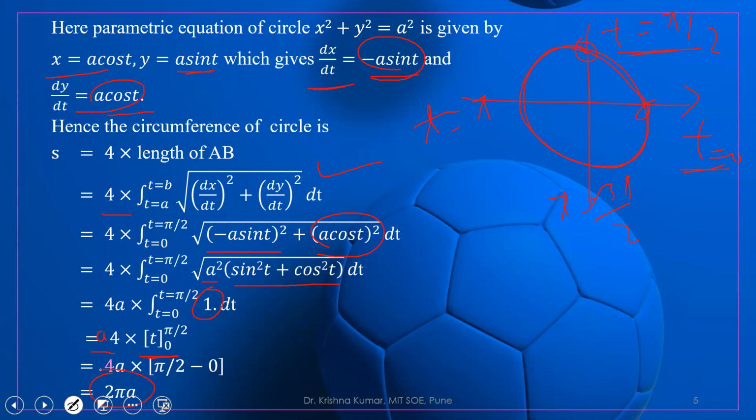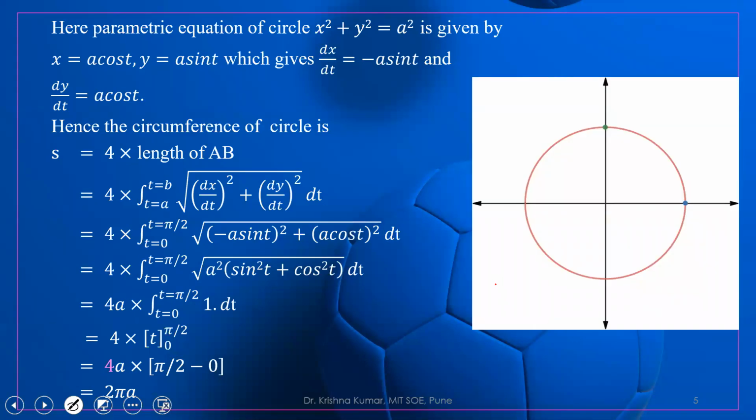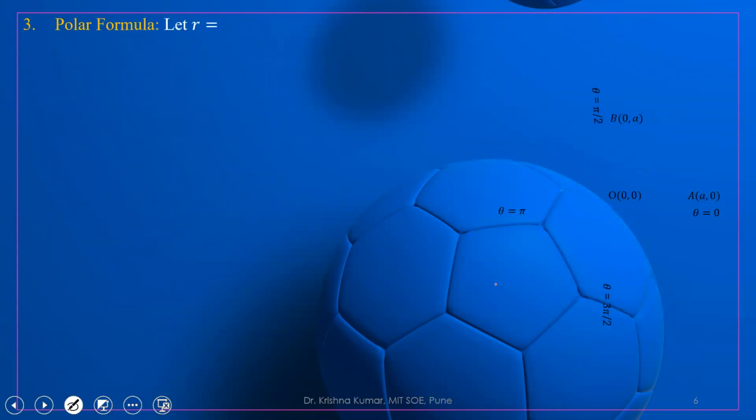So obviously we have already seen, if we use the parametric formula, then also the length of the circle or circumference of the circle is the same, which is 2 pi a. So this is the second method which we are using to find the circumference of the circle. Now let us use the third, the polar form. This is the parametric form of the circle. Okay, let us come to the next, the polar formula.